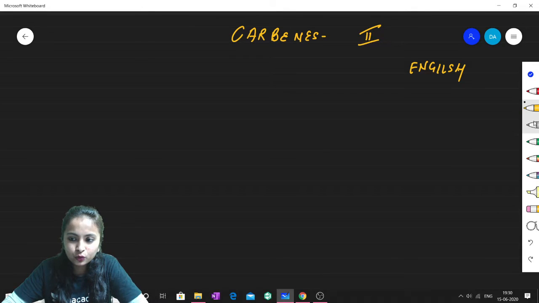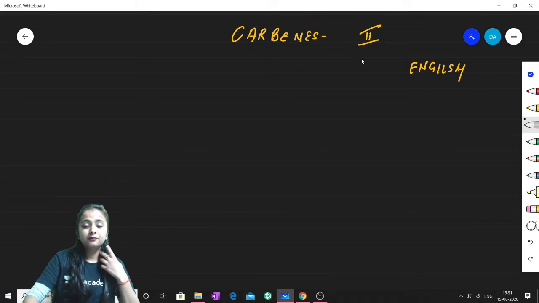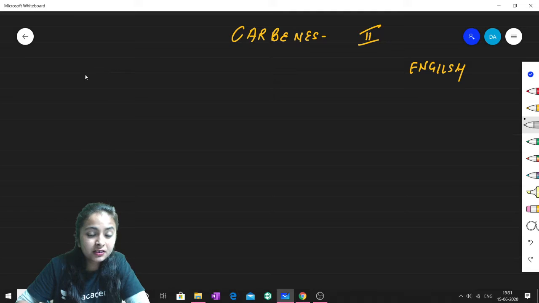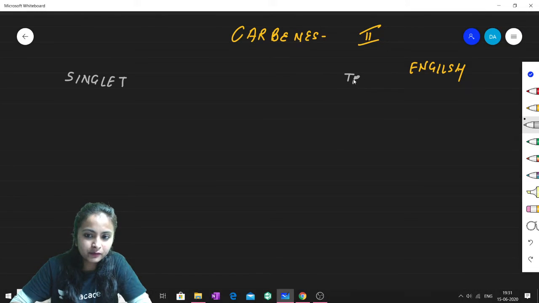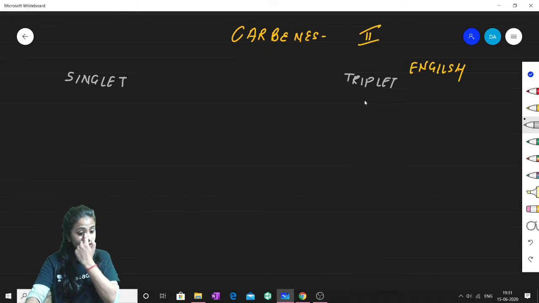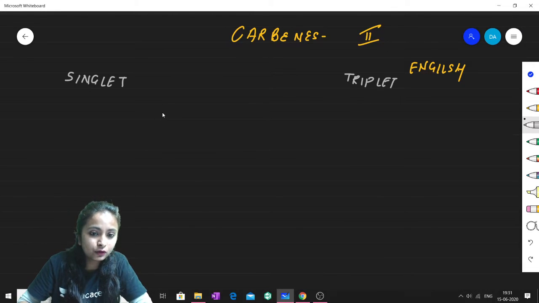Okay, so let's start. Carbenes can be subdivided into two types: one is singlet carbene, and the second is termed triplet carbene. Now, what is the difference between singlet carbene and triplet carbene? Just have a look.